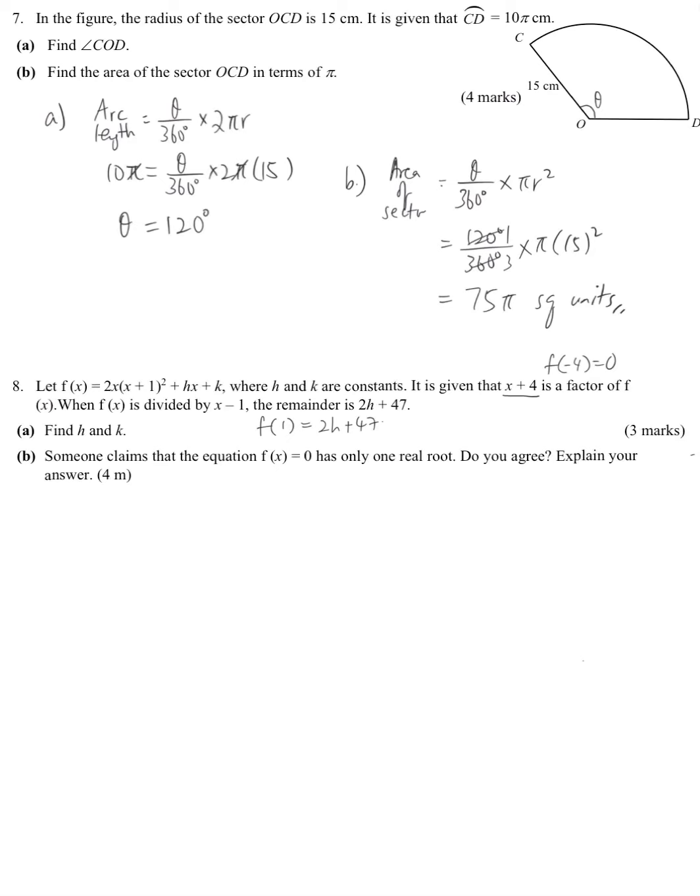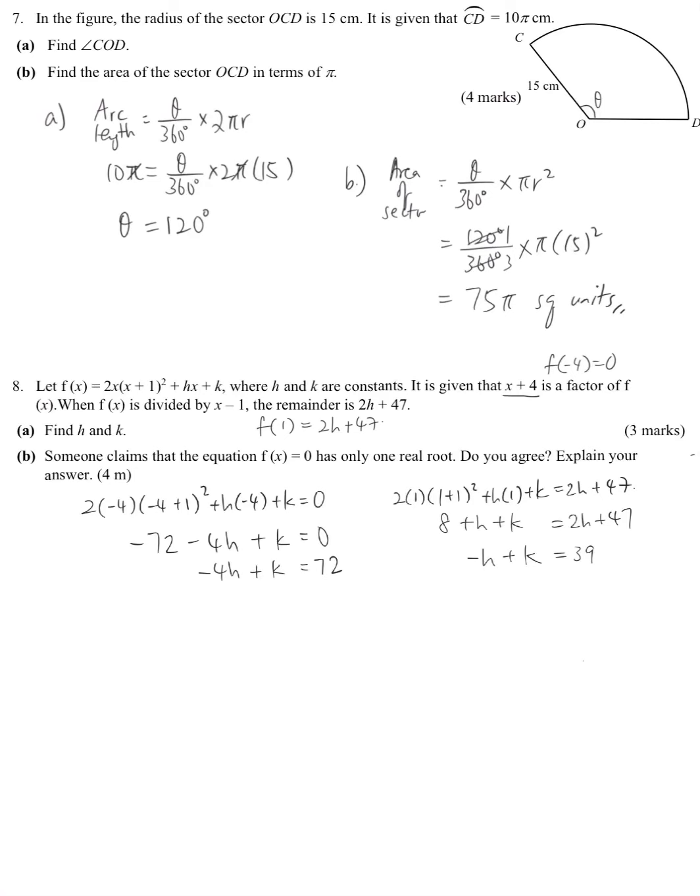So first of all, f(-4): (-4 plus 1) squared plus h(-4) plus k, it's equal to 0 because that's the factor. And then when we use f(1): 2(1 plus 1) squared plus h(1) plus k equals 2h plus 47, and those will be your calculations.